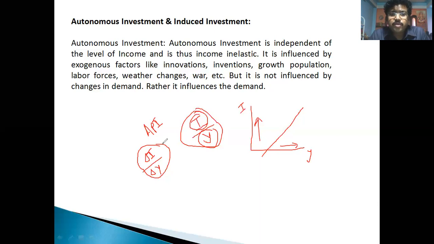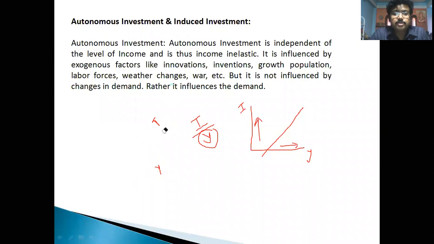So when there is an increase in autonomous investment, income is generated. And this income increases the investment, and that investment is called the induced investment. So this is the autonomous investment and induced investment. Now, I am erasing all this marking.